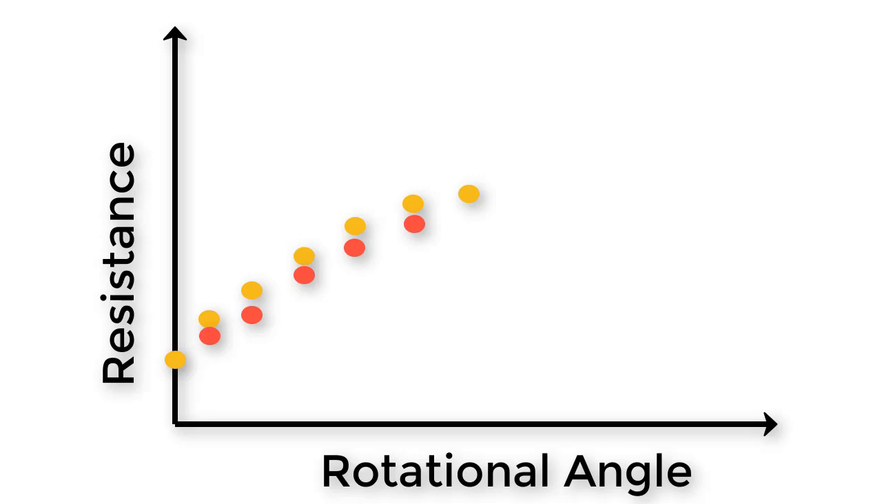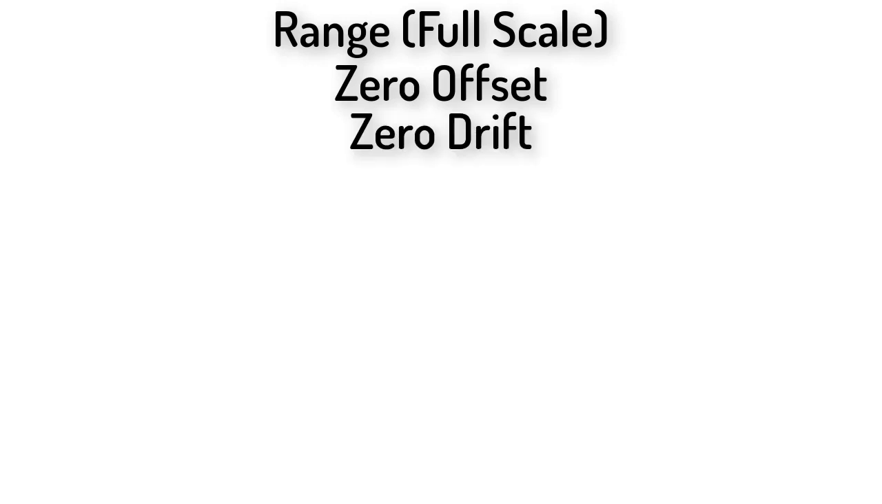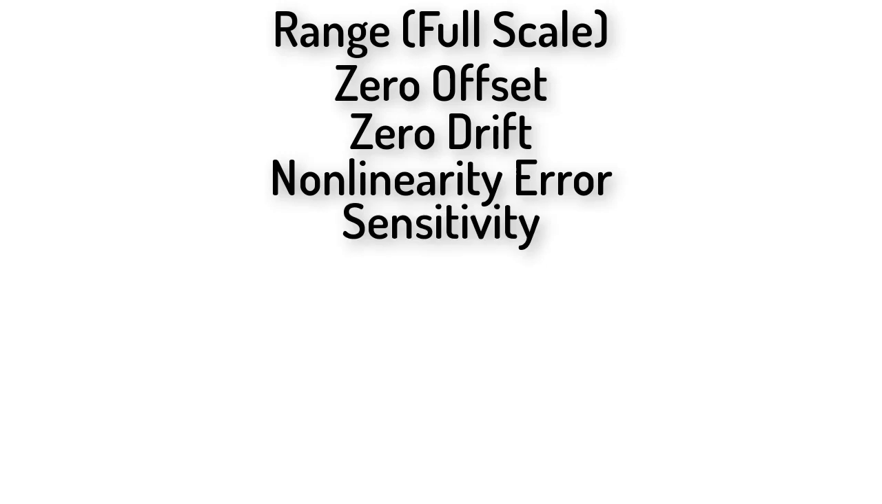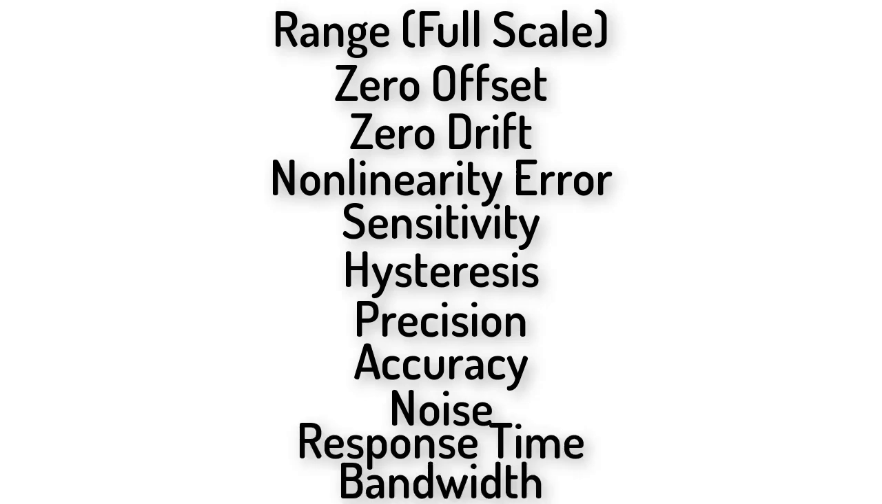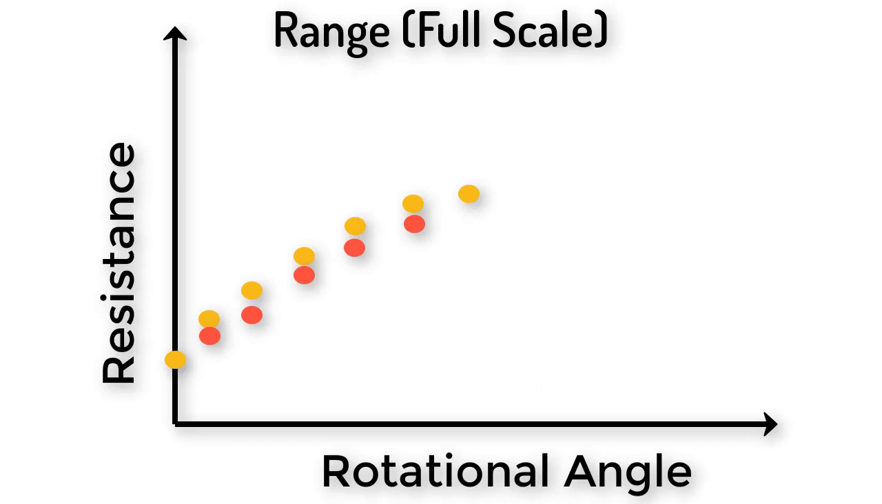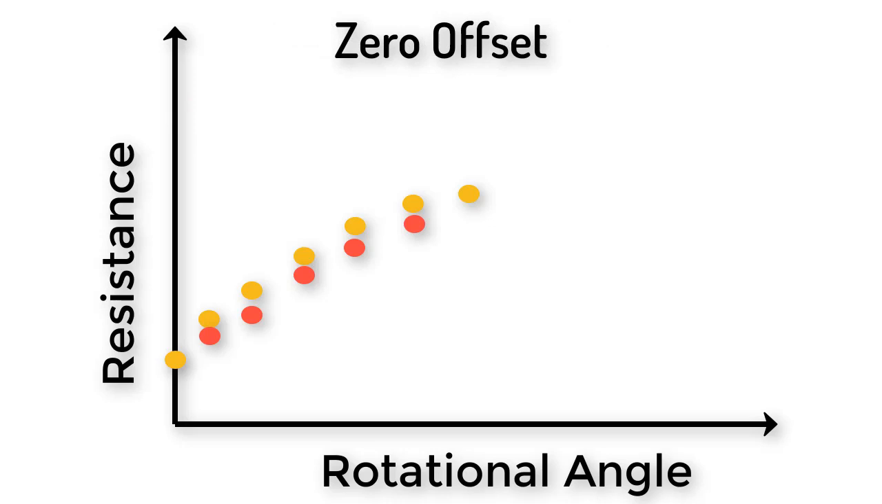From all of these data points gathered, I can define a number of sensor properties and errors. In this video, we're going to define and illustrate the following errors and properties: range or full scale, zero offset, zero drift, nonlinearity error, sensitivity, hysteresis, precision, accuracy, noise, response time, and bandwidth. First, the difference between the minimum angle and the maximum angle is the sensor range, also sometimes called the full scale.